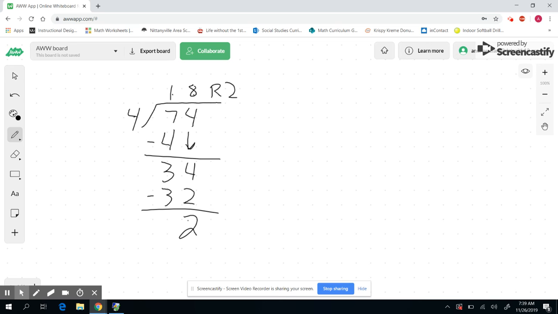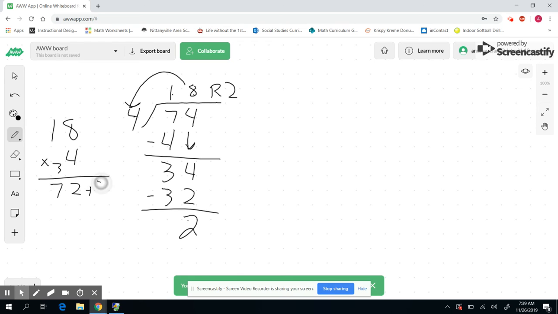But let's go ahead and check. We check by multiplying the quotient by the divisor, and then I add 2. So 18 times 4. 8 times 4 is 32. 1 times 4 is 4, plus 3 is 7. There's 72, plus my remainder gives me 74, and that's what I started with. All right. Let's go ahead and try another one.